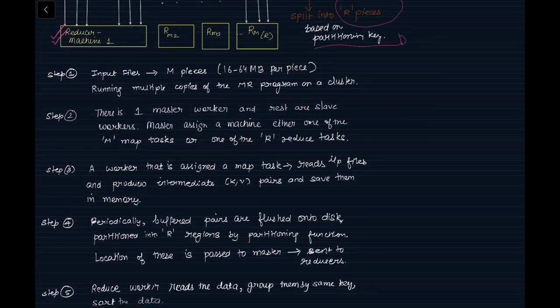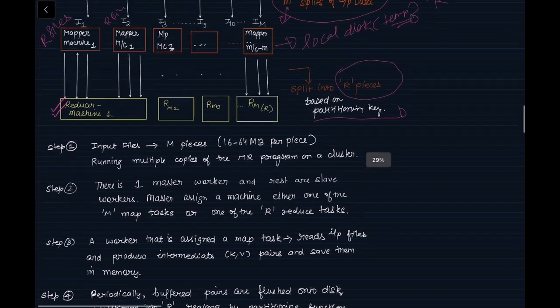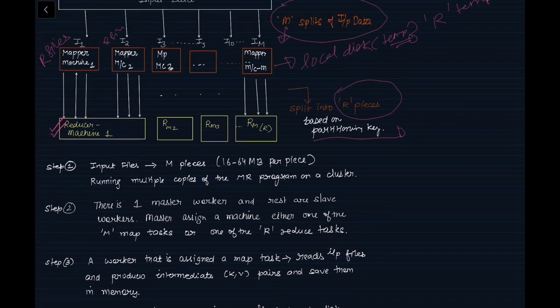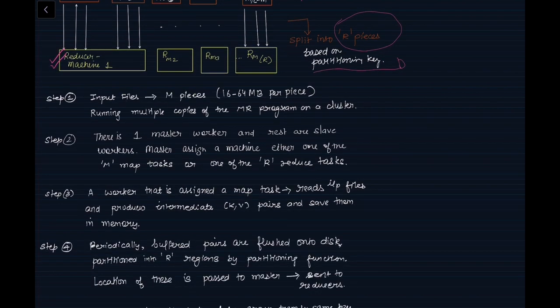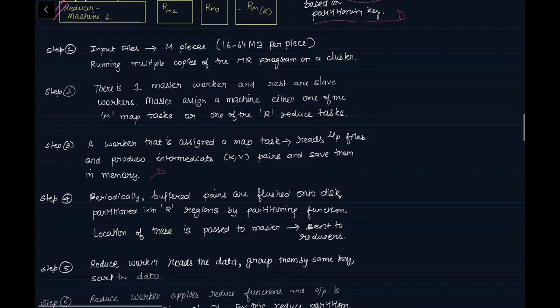A worker is then assigned a map task. Any worker that gets assigned a map task will read the data from the input files and produce the intermediate key value pairs, and it will first save them in memory and then flush them out into its local disk. Periodically, buffered pairs are flushed onto the local disk, partitioned into R regions based on the partitioning function.